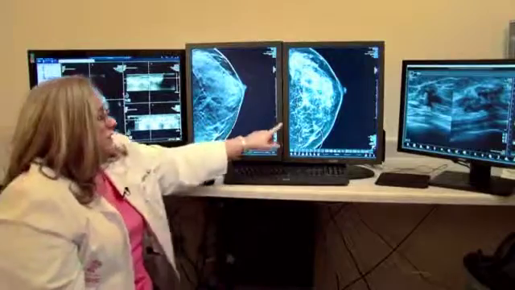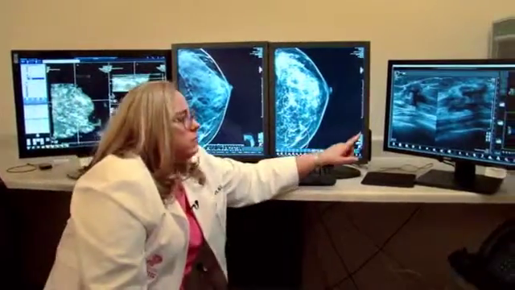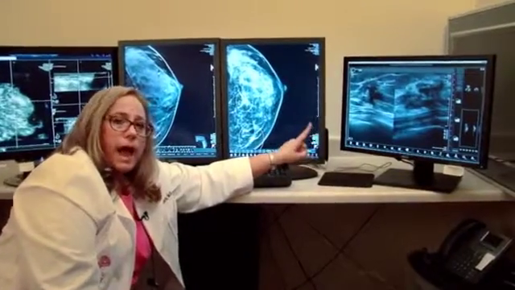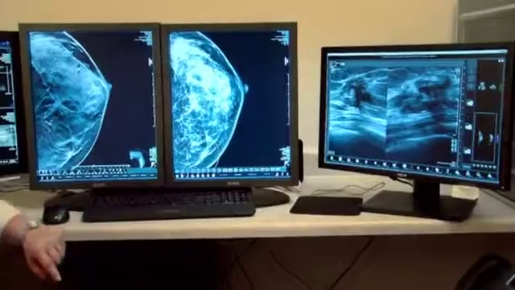So when you have a dense breast where you have a lot of fibroglandular tissue, screening ultrasound is an important adjunct study to your yearly examination.